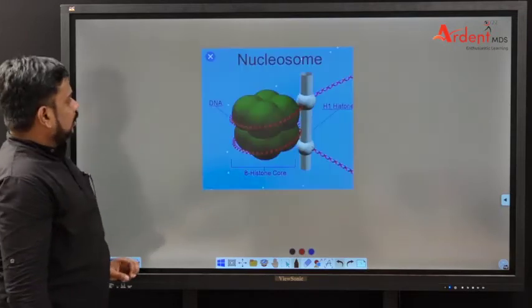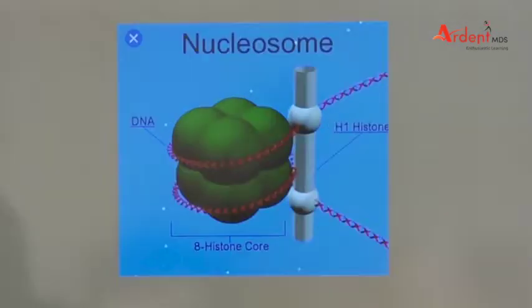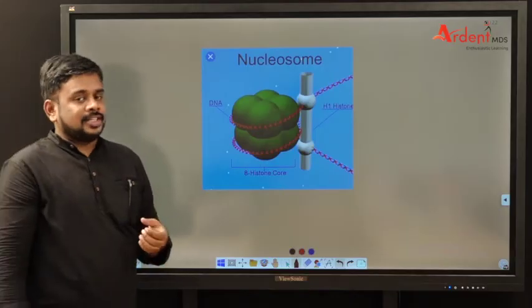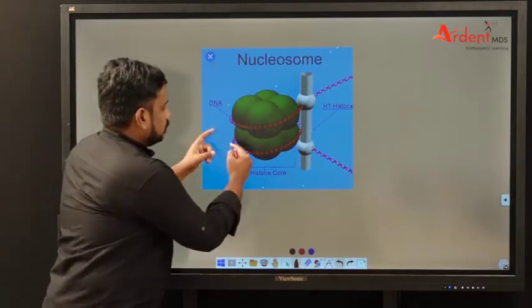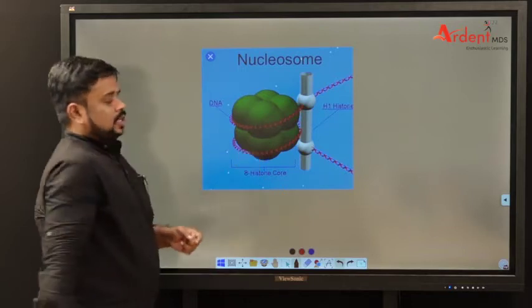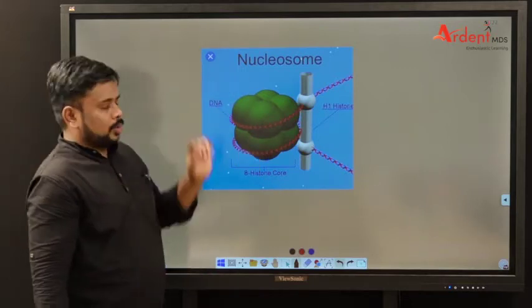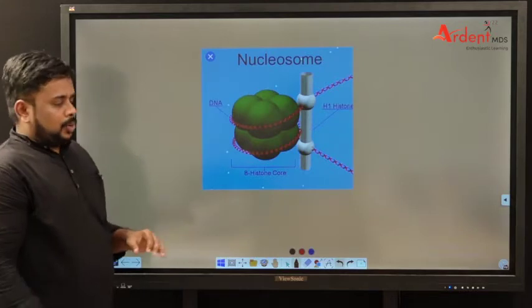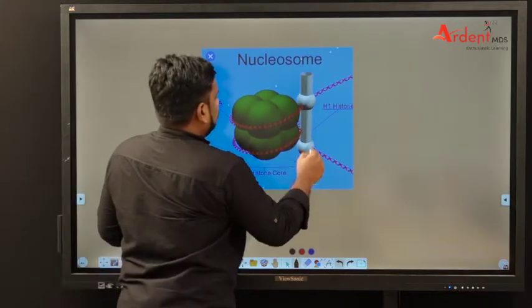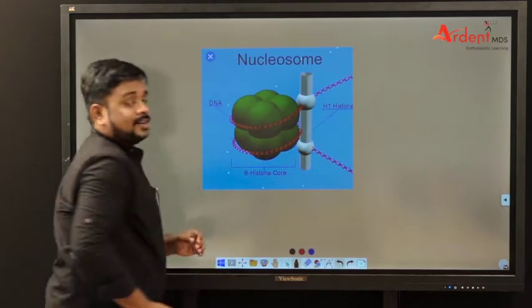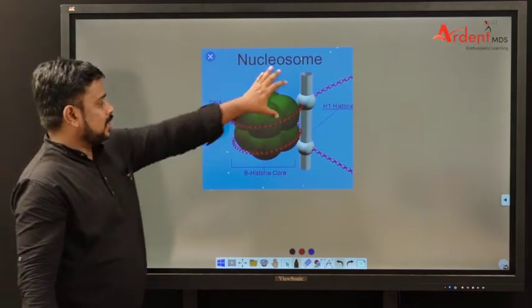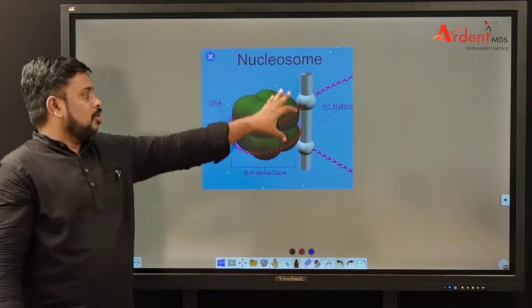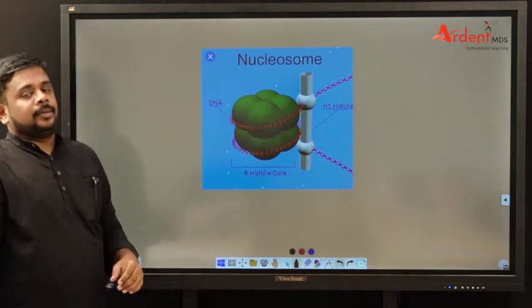So exactly this looks like this. If you see this, there are 8 molecules of histone. Because it is 8 molecules, we can say octamer, histone octamer. So the DNA is coiled with this histone, which makes the nucleosome. In this nucleosome, the support for the nucleosome is given by the extra histone called H1. So the H1 histone which makes the support for the nucleosome is called link DNA.